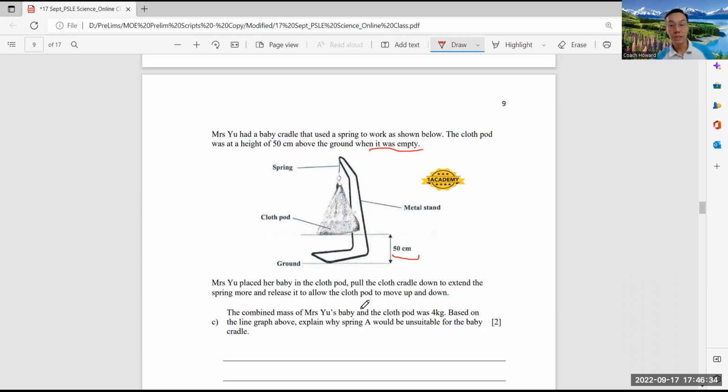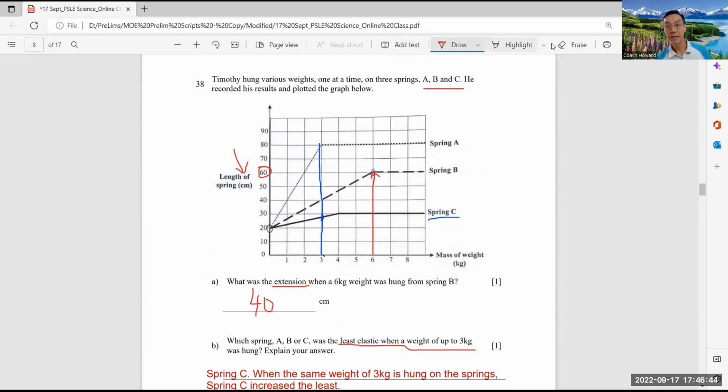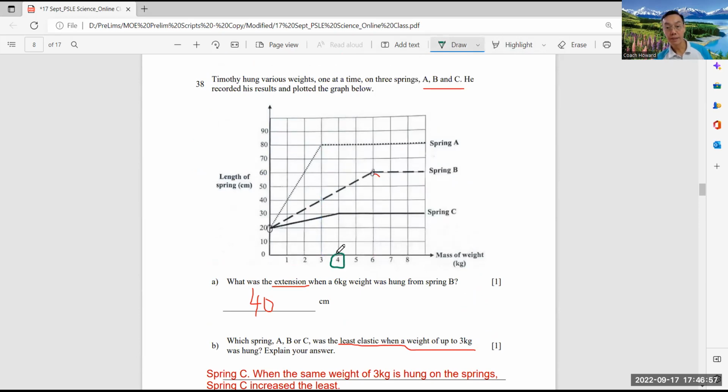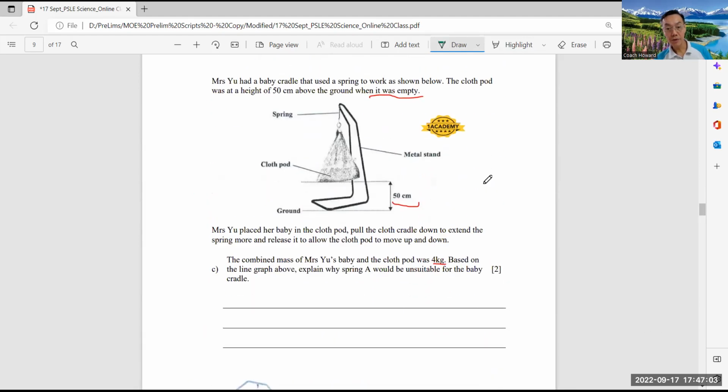So they say the combined weight of this baby and the cot was 4 kilogram. Okay, 4 kilogram. So you look at the graph here. Okay, I erase everything to help you see clearly. So you point at 4 kilogram. So where is 4 kilogram? You take your pencil, right? Okay, can you see this is 4 kilogram? So you dot the line upwards, right? So they say which spring are they using?